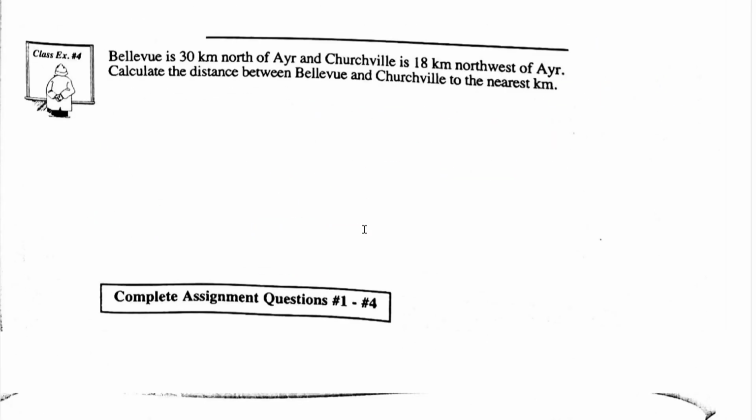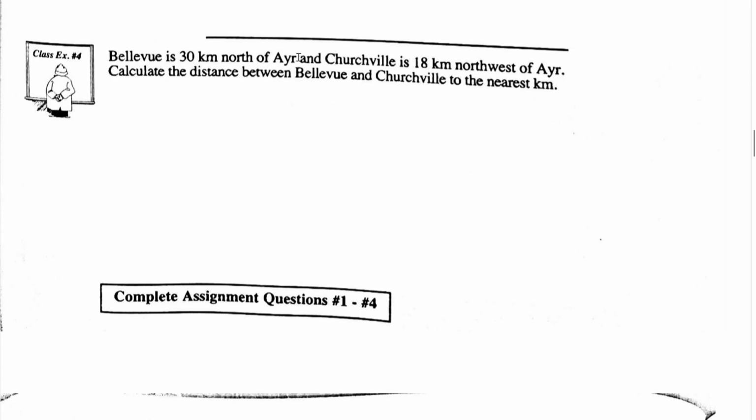It says that Bellevue is 30 kilometers north of Ayr. Ayr is, I believe, a city in Ontario. And Churchville is 18 kilometers northwest of Ayr. Calculate the distance between Bellevue and Churchville to the nearest kilometer. Okay, I need a picture.